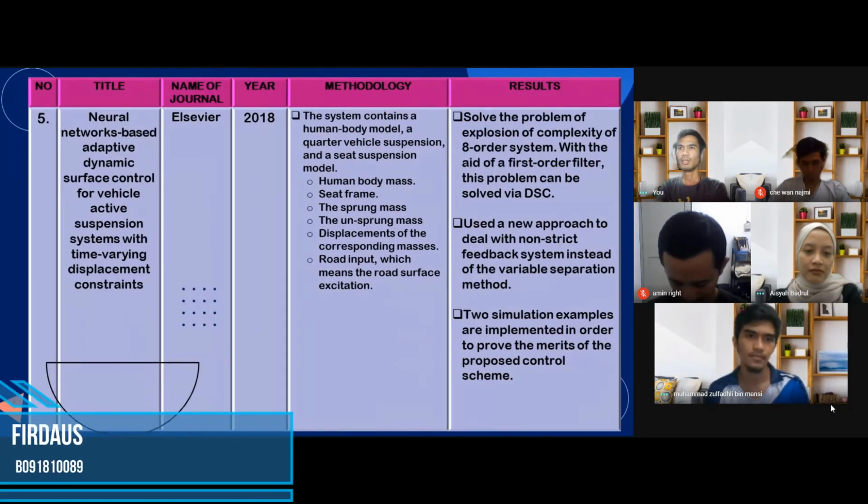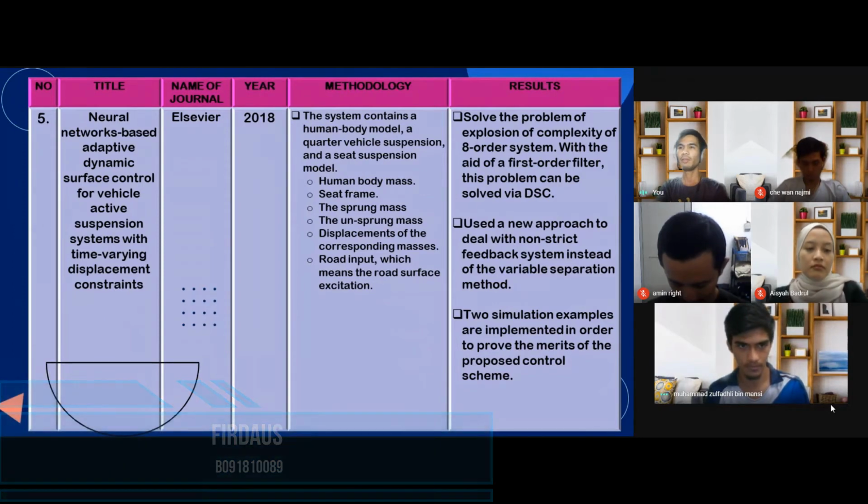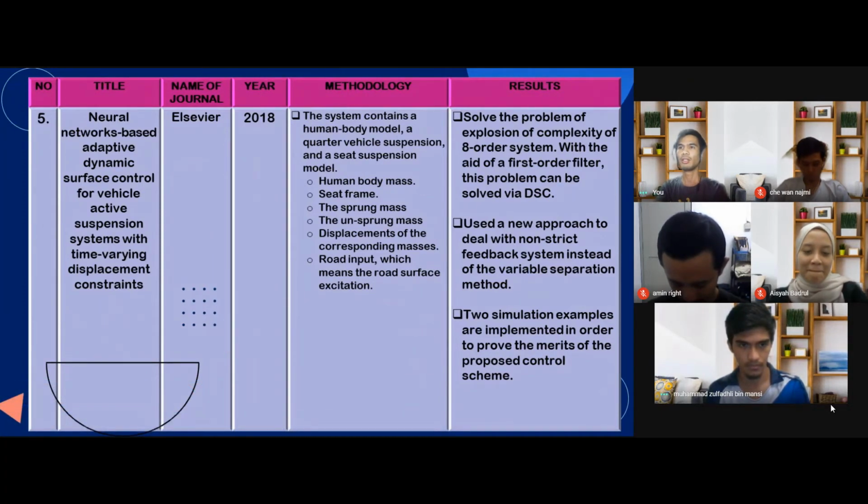Okay, for our last journal, the fifth journal, the title is Neural Network Based Adaptive Dynamic Surface Control for Vehicle Active Suspension System with Time Varying Displacement Constraint. The name of this journal is Elsevier, in the year of 2018. The methodology in this journal is used.